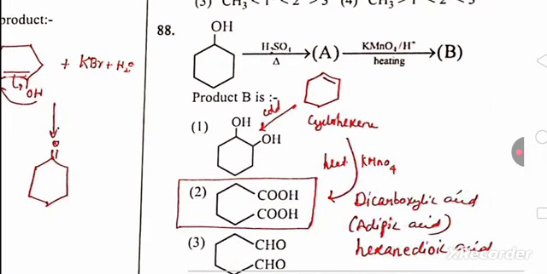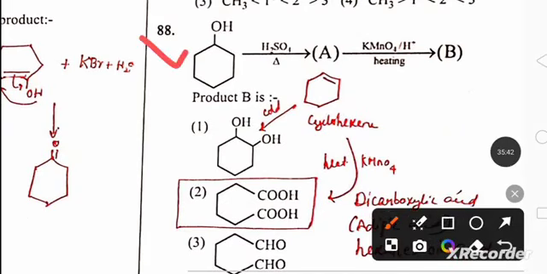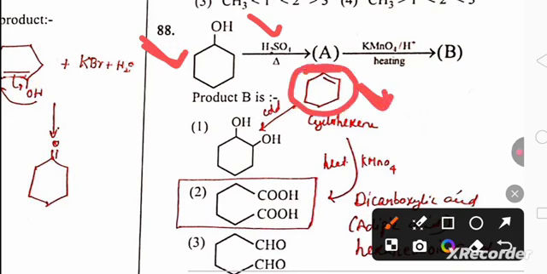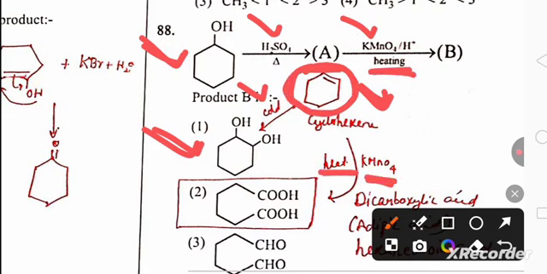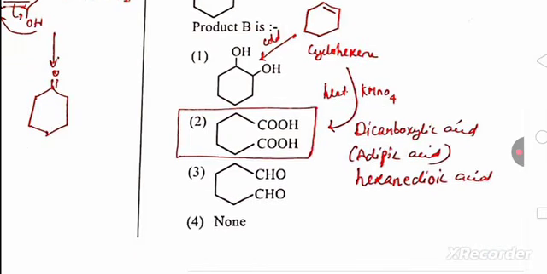We have next question, cyclohexanol on treating with sulfuric acid, it undergoes dehydration to produce cyclohexene. A is cyclohexene. So this cyclohexene, when you treat with potassium permanganate in cold condition, you will get 1,2 diol. But here heating is given. When you heat in the presence of potassium permanganate, cyclohexene gives a dicarboxylic acid, which is called adipic acid or hexane dioic acid. Let us go to the next question.